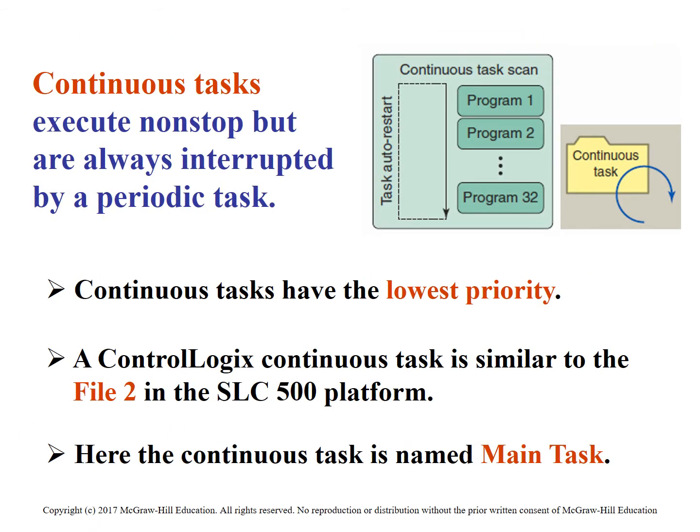As you can see here, the continuous task starts with program 1 and goes right on down, and then again returns to the top and starts at the top. So in this particular example, they're showing us 32 different programs, so we can continuously scan from 1 to 32, go back to the top, and start over again. It doesn't have to wait for the inputs, doesn't have to wait to update the outputs, doesn't have to wait for any of that. It is a continuous process.